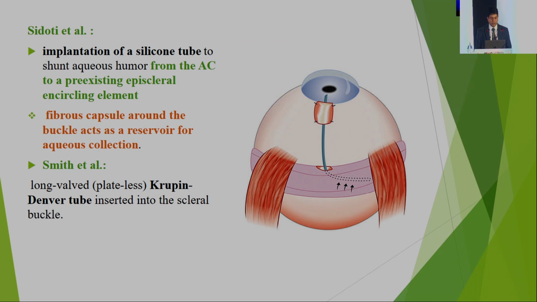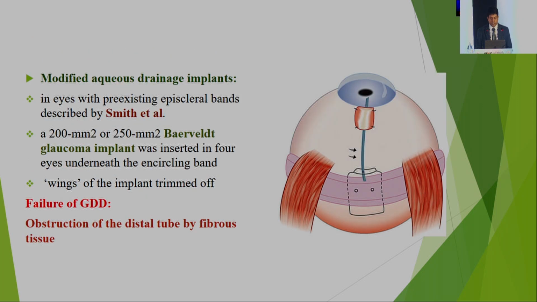Certain modifications can be done. If there is already a scleral buckle, you can just place the tube below the buckle, as the fibrous capsule around the buckle will act as a reservoir for the aqueous collection. Also, some modified techniques of trimming the wings of the scleral buckle can be tried in cases of buckle-induced glaucoma. Again, failure of this GDD occurs because of obstruction of the distal tube by fibrous tissue.